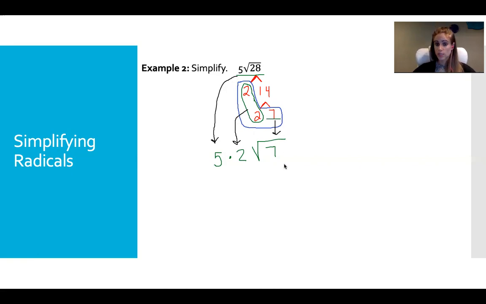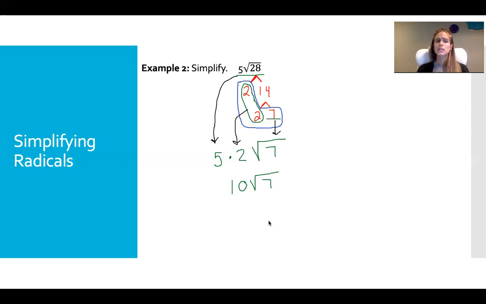Now we're almost done. So what do you guys think we need to do next to finish simplifying this? Hopefully you said multiply 5 times 2. And if so, you were correct. 5 times 2 is 10. 10 times the square root of 7. And that is our simplified and final answer.